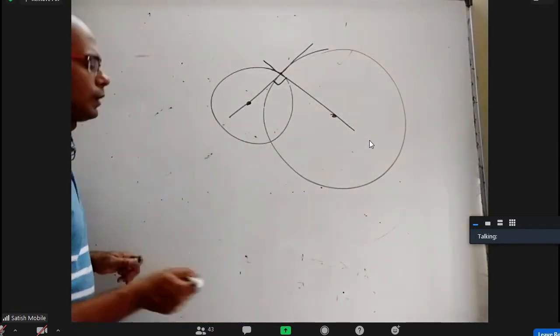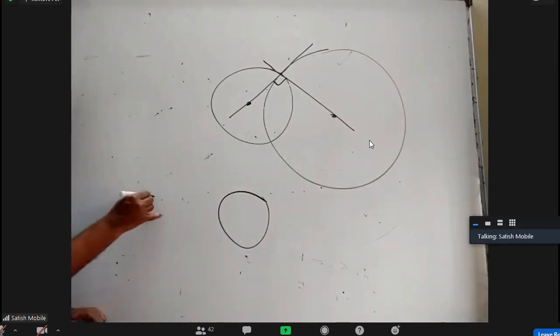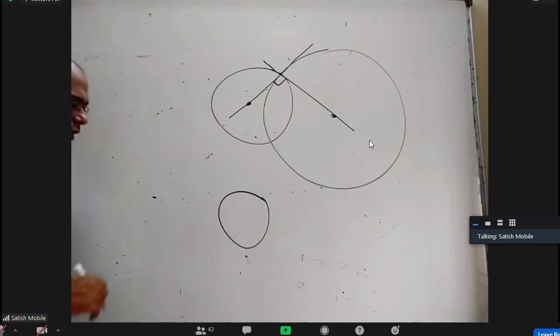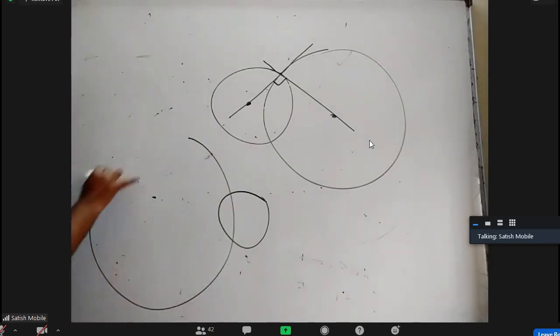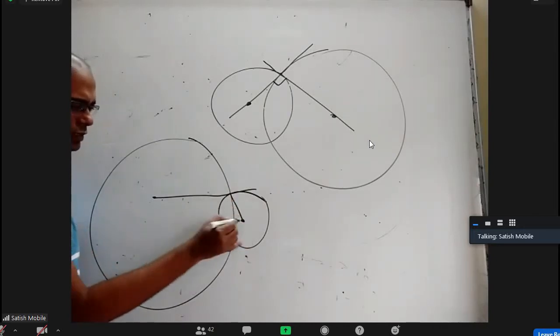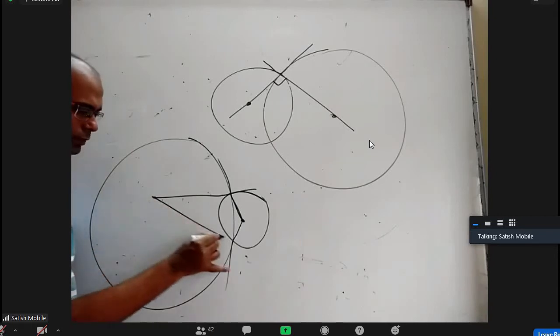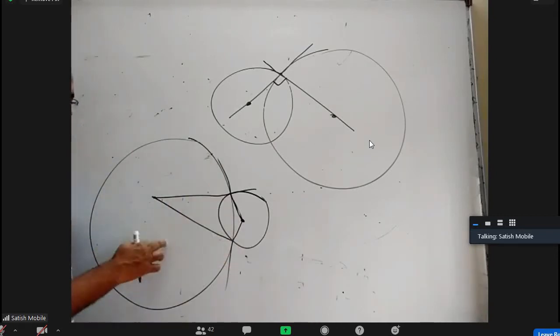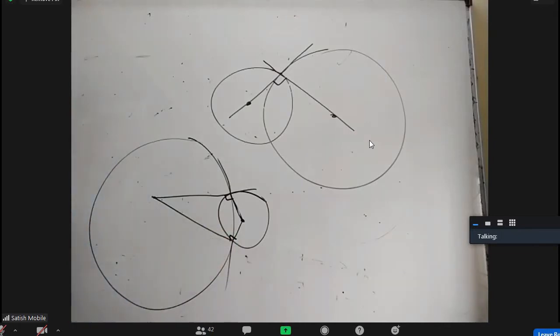Why? Let us say somebody gave me a circle and one point, and they say, taking this as a center, draw a circle which is cutting orthogonally. So they are expecting a circle like this, where this will be the tangent and this will be the radius, and that will be tangent to this. Similarly here and this. Okay, these two lines are tangent to the big circle, these two lines are tangent to the small circle, and they are perpendicular.